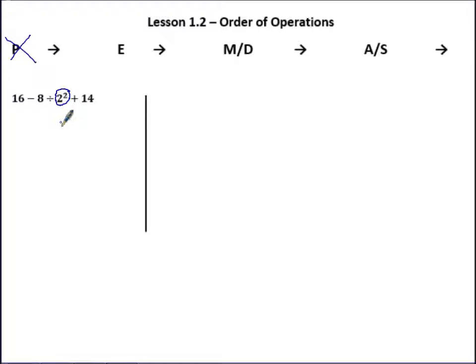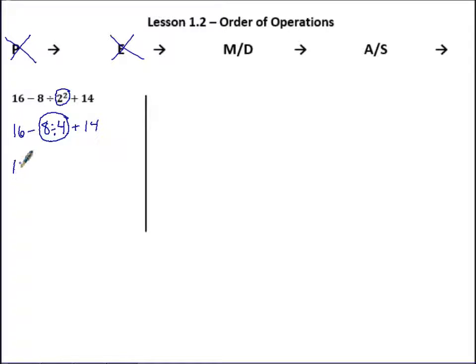2 to the second power. 2 squared is 4. And the rest of the equation I'm just going to copy down exactly the same as it appears above. So I replace the 2 squared with a 4. My exponents are all taken care of. Now, working left to right, again, I'm looking for multiplication or division. So that's subtraction, no. Here I have division. Alright, so this would be the next step that I'm going to do.